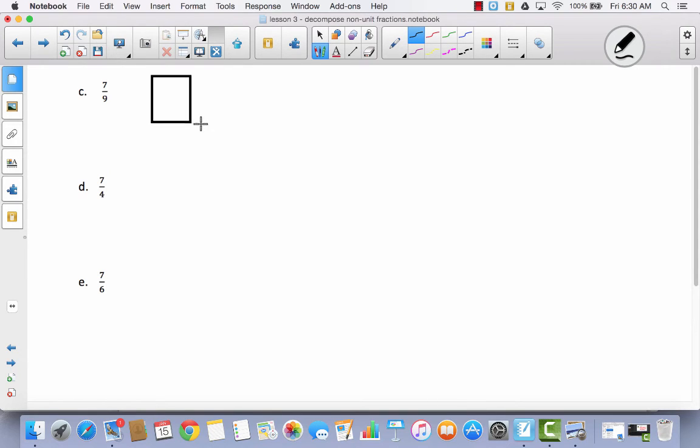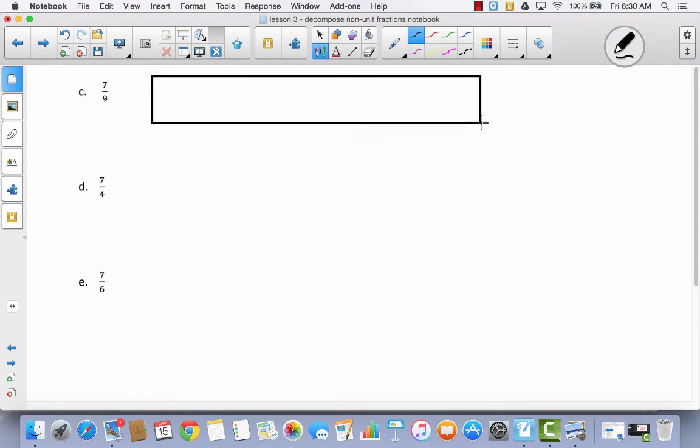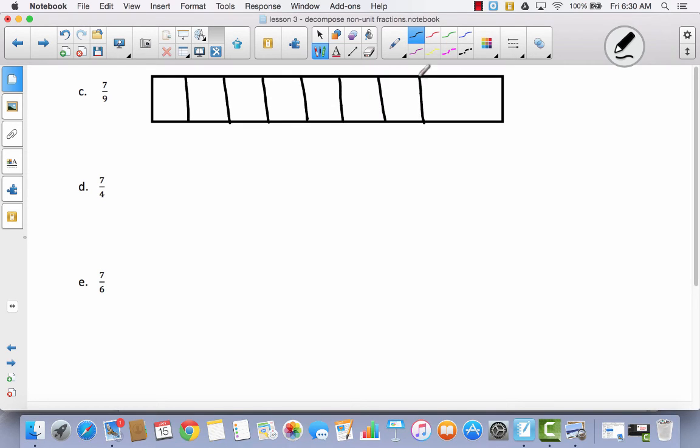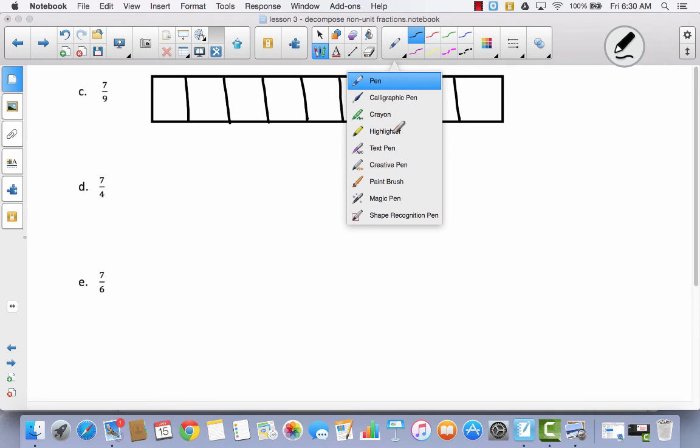All right, so hopefully you tried to do this one by yourself and you should have thought to yourself, well, it says 7/9, so that means I'm going to divide my tape diagram into 9 parts. So that means I'm going to draw 8 lines. 1, 2, 3, 4, 5, 6, 7, 8. So that one worked out pretty well. So let me count, make sure I have 9. 1, 2, 3, 4, 5, 6, 7, 8, 9. So now I'm going to shade 7 out of 9.